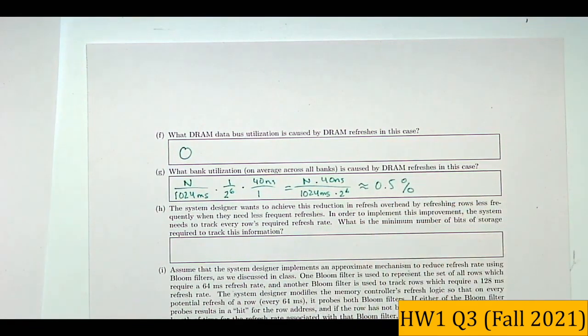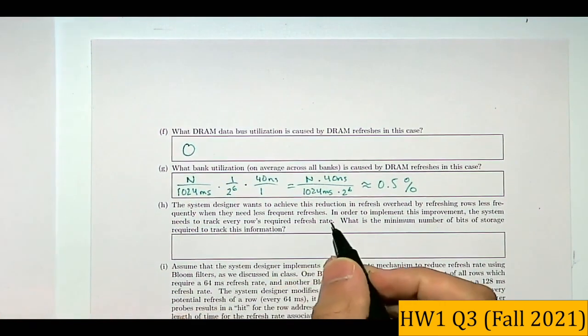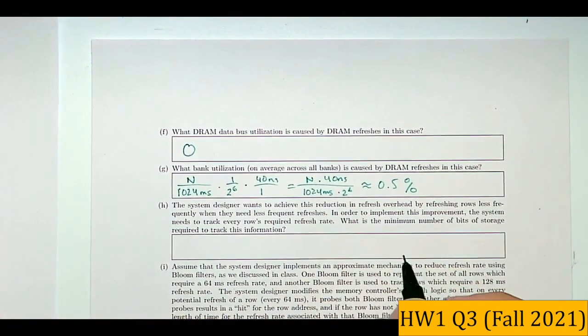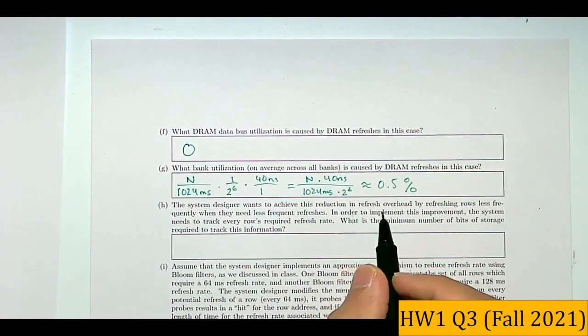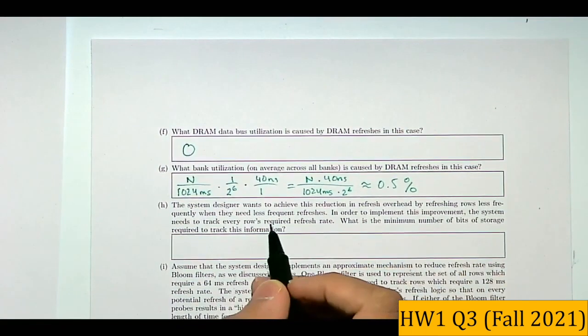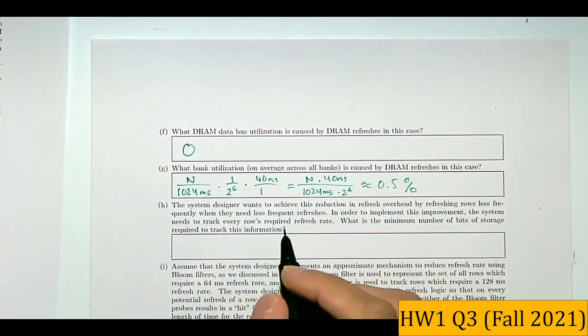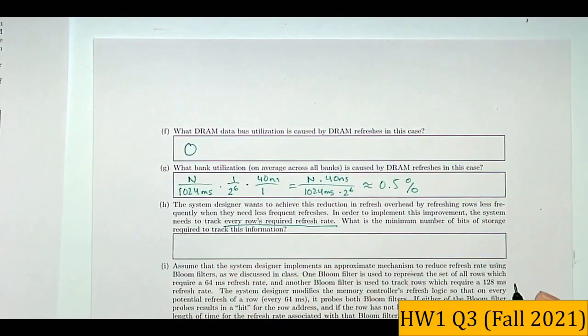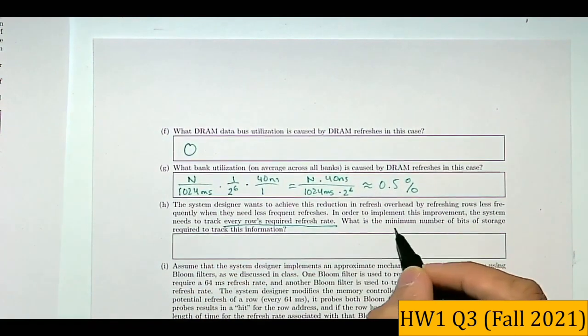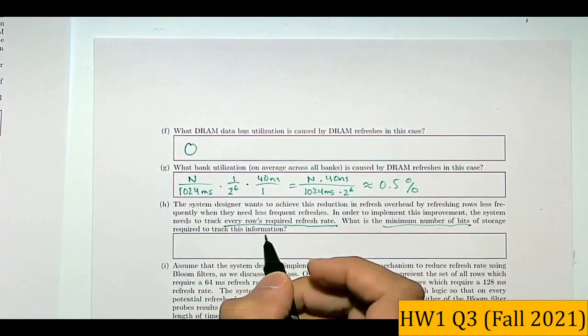But does that make sense? I think it's basically the same computation you did before. So now part H is asking that we want to achieve this reduction in refresh by refreshing rows less frequently. In order to implement this improvement, the system needs to track every row's required refresh rate, right? And what's the minimum number of bits required to track this information?